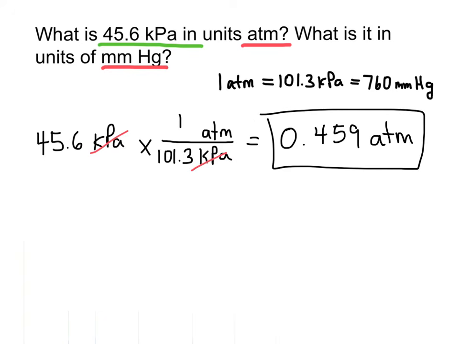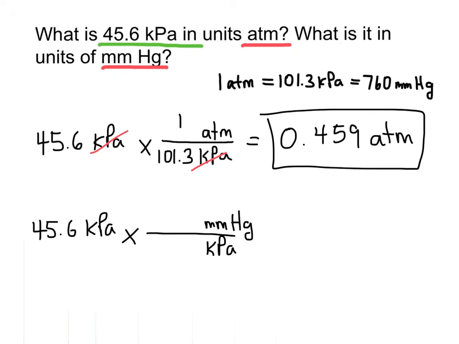Second part of the question, I'm just going to take that original number again, and this time I'm going to convert it into millimeters of mercury. I'm going to do the same thing where I make a conversion factor. The new unit I want is millimeters of mercury. I'm going to put that on the top. The unit I want to get rid of is kPa. I'm going to put that on the bottom. And then once again, I'm going to look at my relationship, take those numbers out, and plug them in. So 760 millimeters of mercury is the same thing as 101.3 kilopascals.